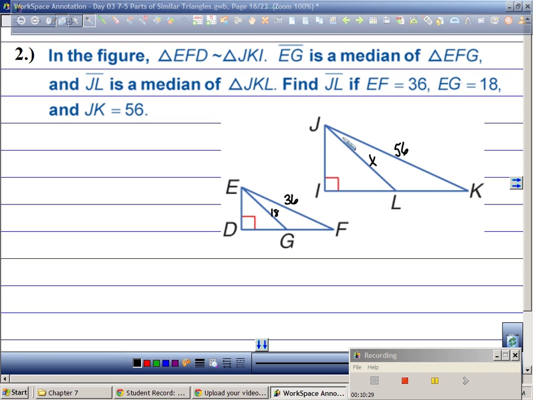It told us that these are medians. If these are medians, I know that they're proportional. Correct? So now I just set it up. Which one do you want to go on top, the bigger one or the smaller one? Smaller? So 36 to 56 should be equal to 18 to X.